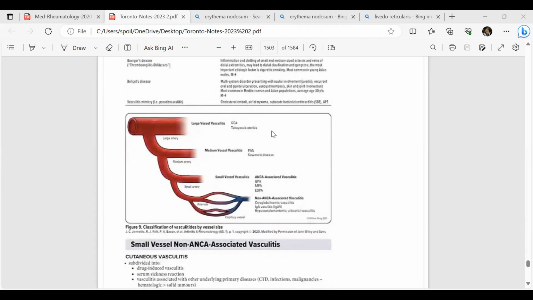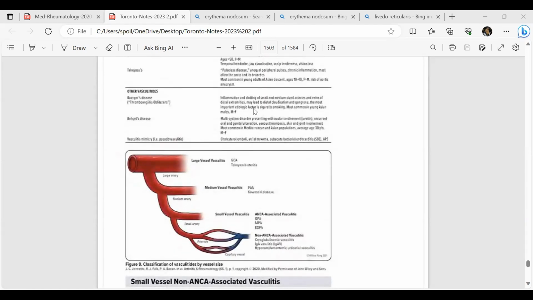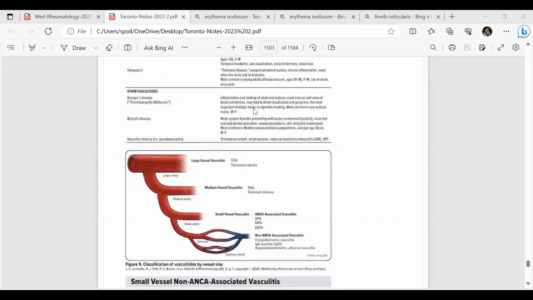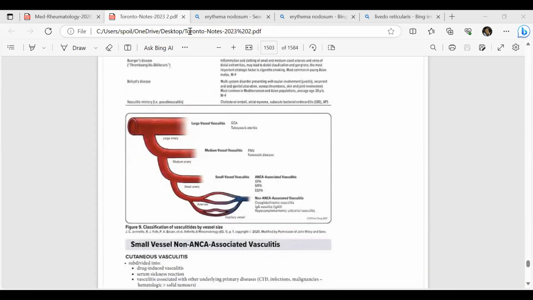And then there's pseudovasculitis, which includes cholesterol emboli, atrial myxoma, subacute bacterial endocarditis, and also APS. Can anyone just tell me what is APS? Is this antiphospholipid or what? Yes, it's antiphospholipid syndrome. Okay, good.